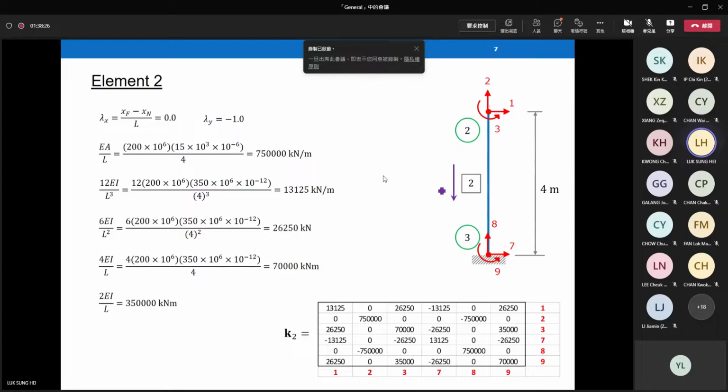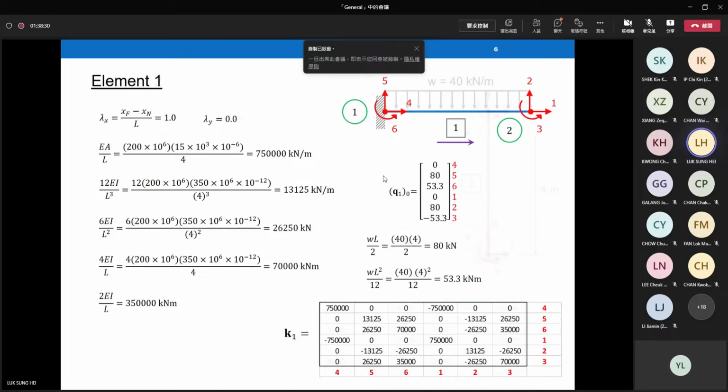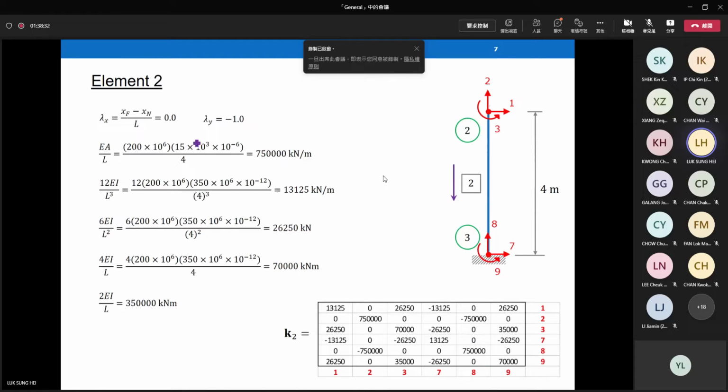Element 2, you can see that I just copy and paste. I copy this set of values to this page because they have the same length, same E, same I, same A. But you use a different matrix. We use the matrix for a vertical member pointing from top to bottom. Element 2 has no intermediate loading. So Q0, Q2 0, maybe I call it this way. Q2 0 is a zero force vector, no intermediate loading.